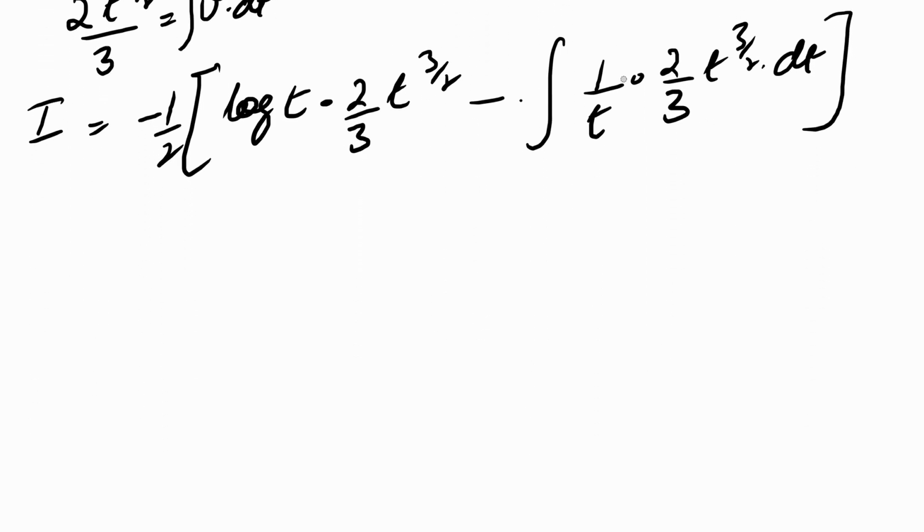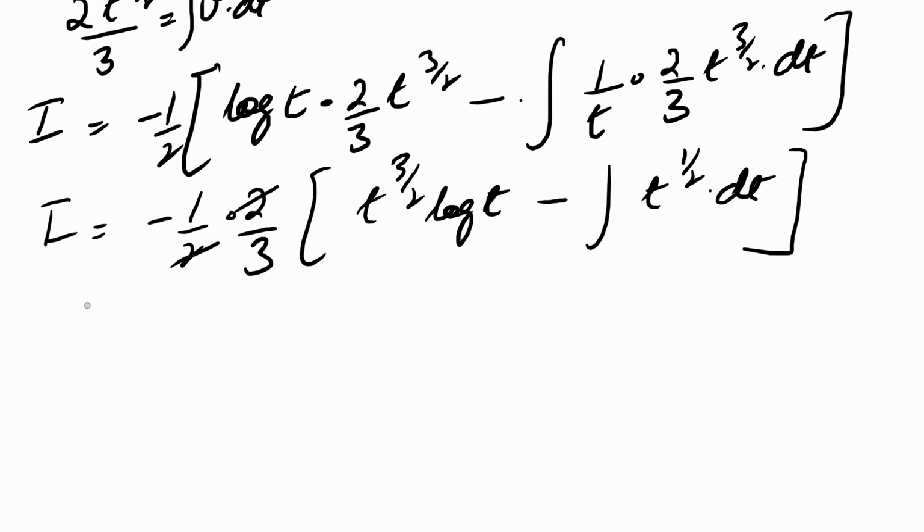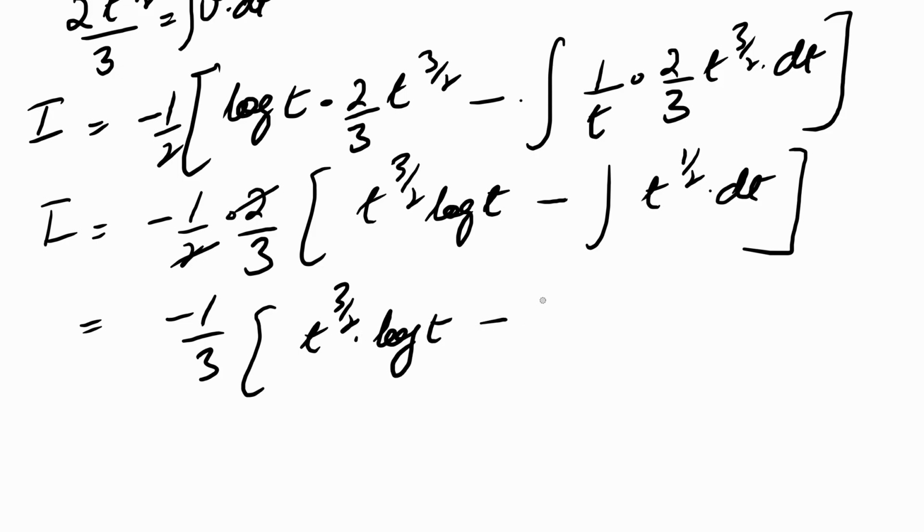Okay, now when we do this further, I will get I is equal to minus, I can take 2/3 common, minus 2/3, and I will get t to the power 3/2 log t minus t to the power half dt. This will cancel out. This will become minus 1/3 t to the power 3/2 log t minus, this will again become 2/3. We did the same integration, 3/2 plus c.